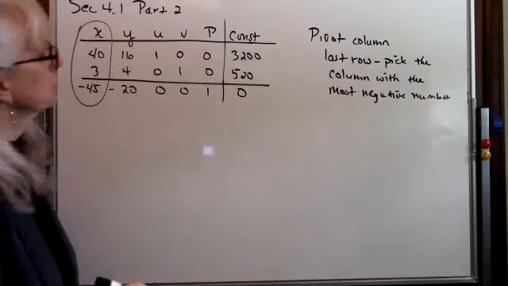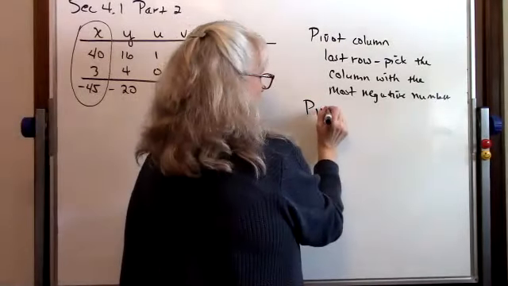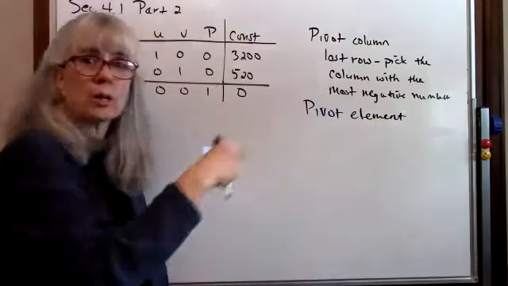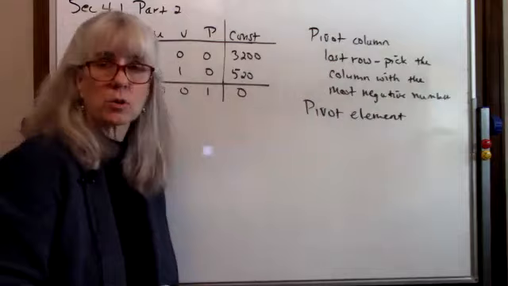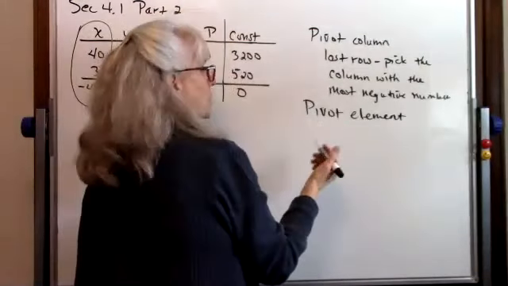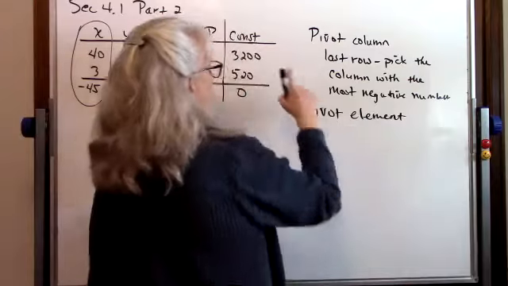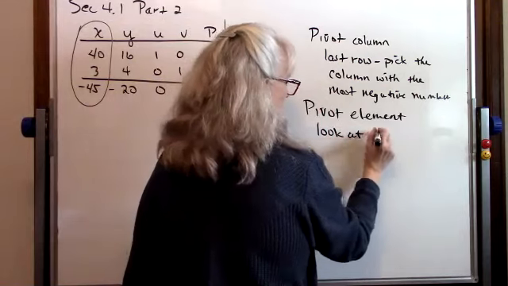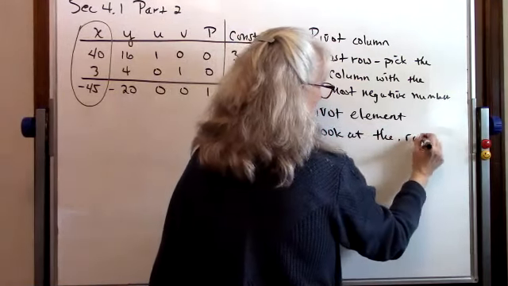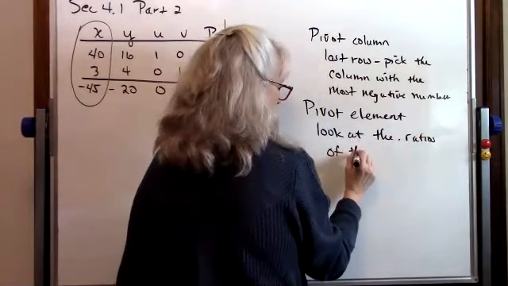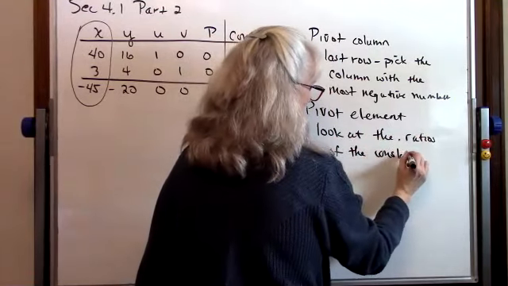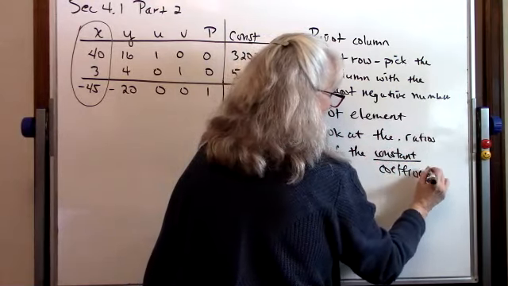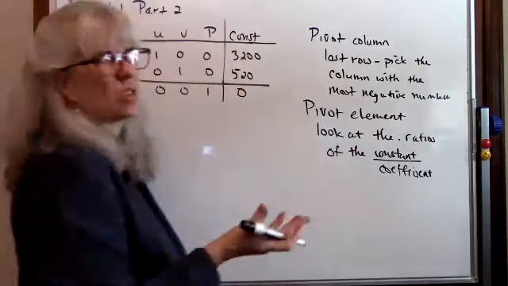That's our pivot column. To pick the pivot element, and again, our pivot element is what we're going to want to turn into a 1. And that comes way back from when we first started Gauss-Jordan. To find the pivot element, we're going to look at those ratios of taking the constant and dividing it by the coefficient. So we need to look at the ratios of the constant over the coefficient. And we're referring to the coefficient in the pivot column. That's why you have to do that part first.